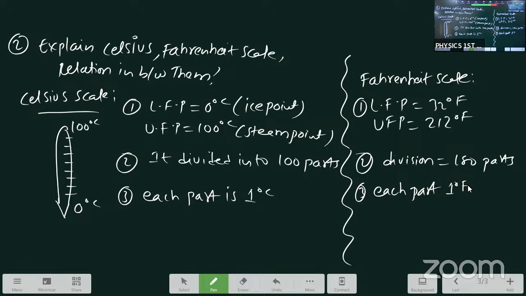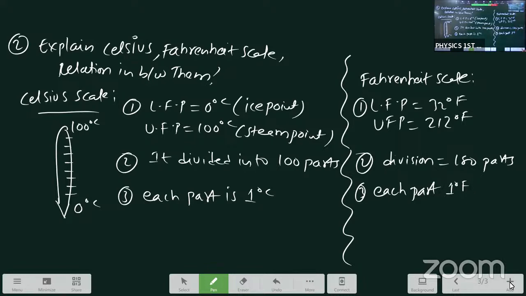Very easy answer, student. Explain the Celsius and Fahrenheit scales. What is the relation between them? Lower fixed point 0 degree Celsius, upper fixed point 100 degree Celsius. Each division is 1 degree Celsius. Total how many divisions? 100 parts, 100 divisions. Lower fixed point in the Fahrenheit scale is 32 and upper fixed point 212. Divisions 180, each part 1 degree Fahrenheit.